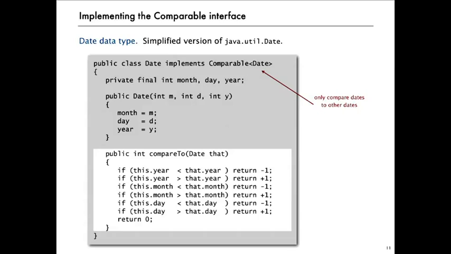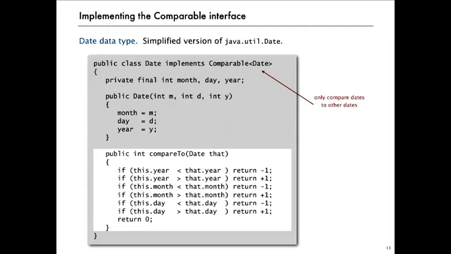In this implementation, the Date class has 3 instance variables: the month, the day, and the year. And the constructor fills those in from the arguments, as you can see. So now if you want to compare 2 different dates, the first thing to do is to check if this year is less than that year, where that is the date given in the argument. If that's true, then it's less, return -1. And if the year is greater, return +1.